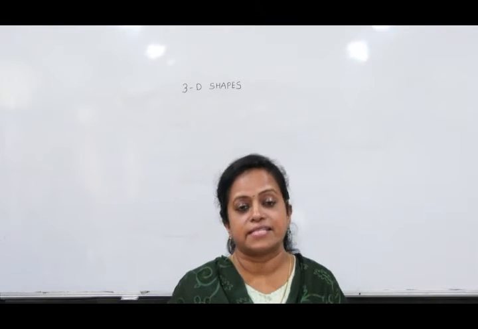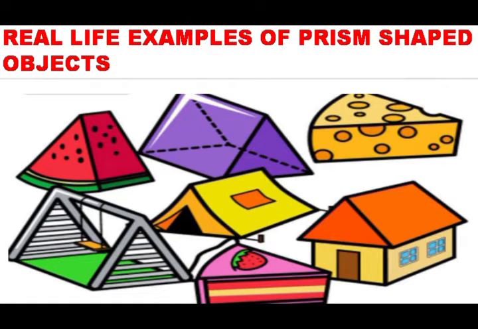Let us see some examples of prism shaped objects around us. You can see that the rooftops of your houses are actually in the shape of a prism. Also the slice which you have for pizza or cheese is cut in the shape of a prism. Other than that, tents are in the shape of a prism.